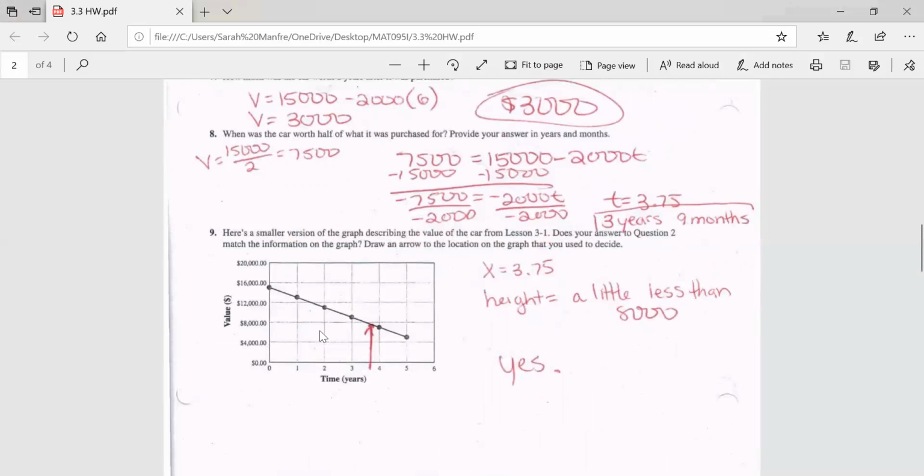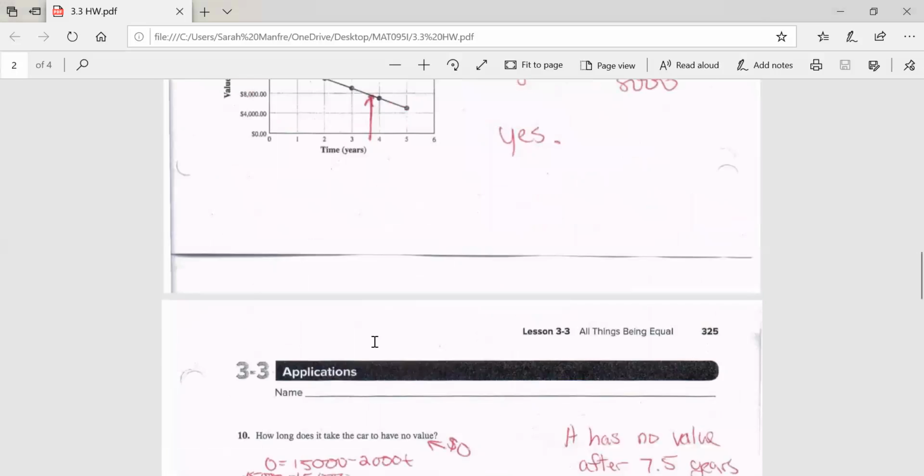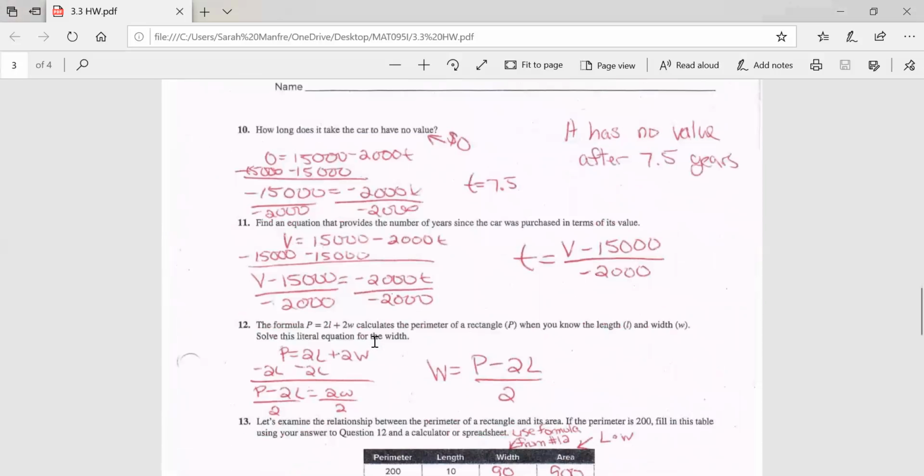All right, and then it gives you the graph, and it's saying, does your answer to question 2 match the information from the graph? Okay, yes, it does. 3.75, 7,500 is right around here, so yes. And I'm thinking that it meant to say, does your answer from question 8 match the information in the graph, not question 2? So yes, it's a little bit less than 8,000, which is perfect. Okay, draw an arrow to the location on the graph that you decide, so there's my arrow. All right, moving on, next page.